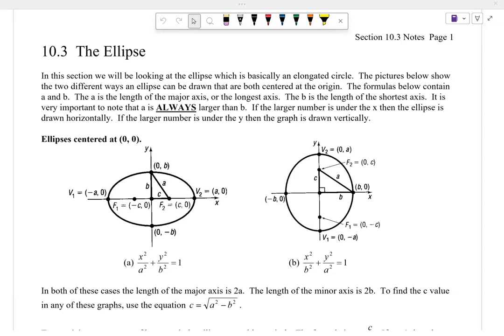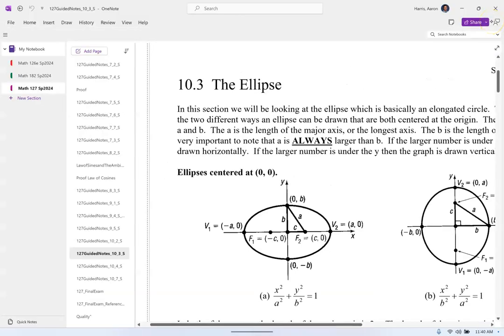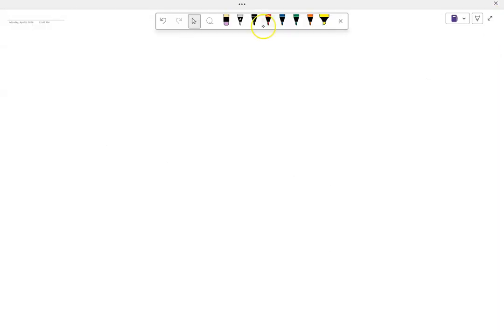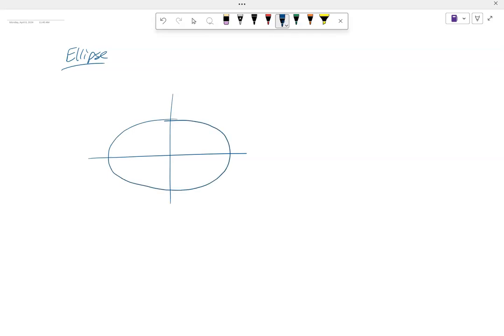And let me give you a little background as to the definition of an ellipse. An ellipse is a collection of all points in a plane. Let me draw an ellipse here. So all these points, let me take one of these points right here, that is a fixed distance from the foci. So here's the foci, and that is a constant. Let me call this focus 1. Let me call this focus 2.